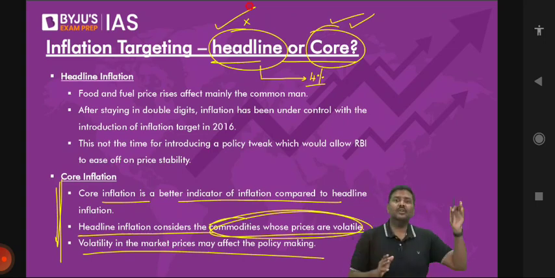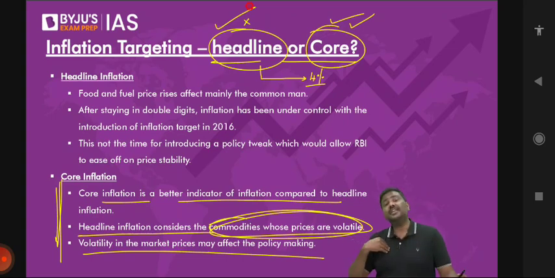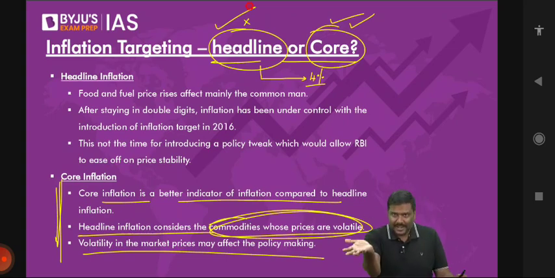Now tell me, has it been successful or not? Some time ago I told you, before 2016, on an average, inflation rate was 5.7%. From 2016 to 2021, inflation rate on an average has remained at 3.4%. So we have already used headline inflation as a target, and we've been able to control inflation. So why change? If it is already successful, why should we change it? Let's keep it the same, keep it the headline.